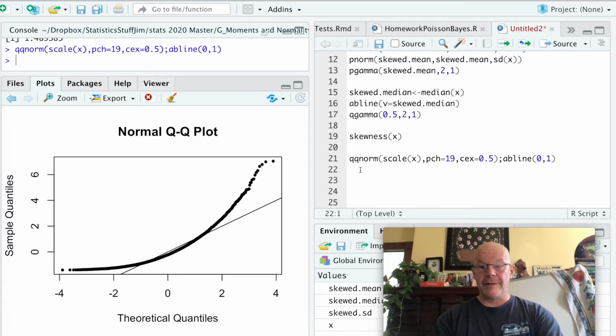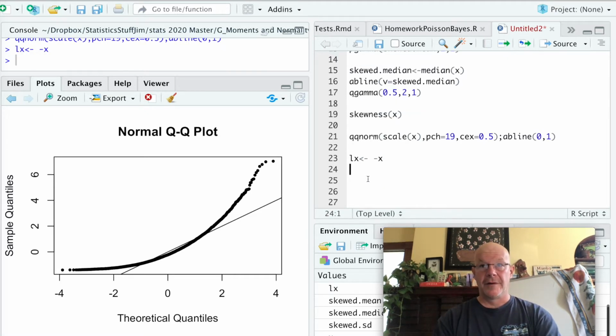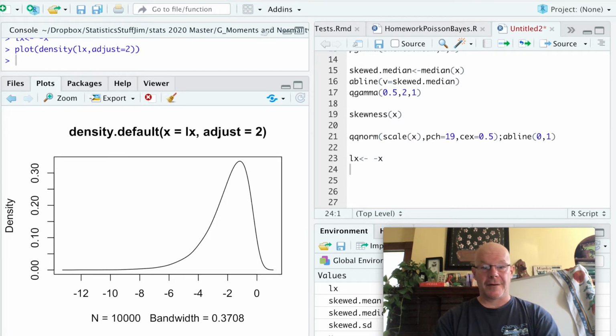We could also look at what happens if it's skewed in the other direction. So to do this, I'm going to make it left skewed, so I'm going to call it LX, and I'm simply going to invert all the values of X, so that way it's going to be negatively skewed. And we can look and see what that would look like. Now we're dealing with this distribution, which clearly has a longer left tail than it has a right tail. So just by eyeballing that, we would say that looks like it's left skewed to me.